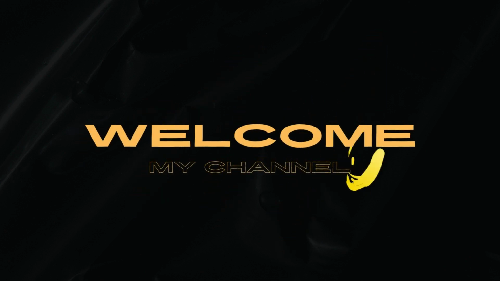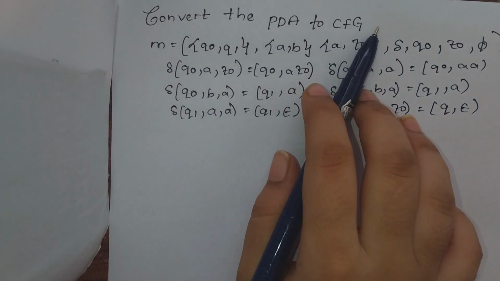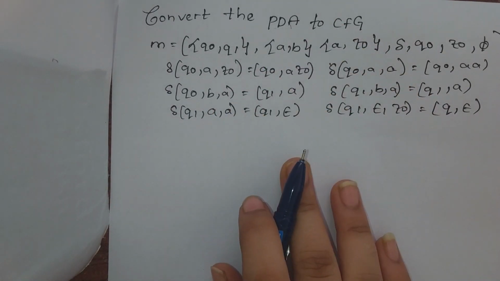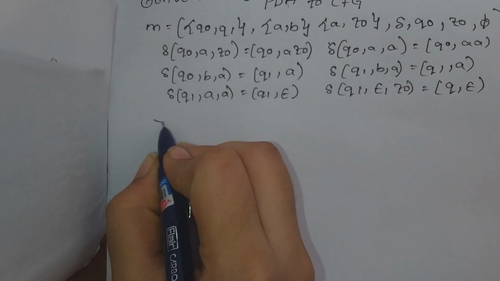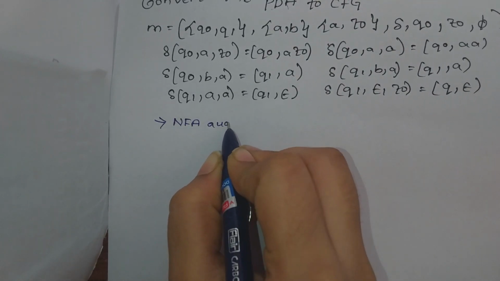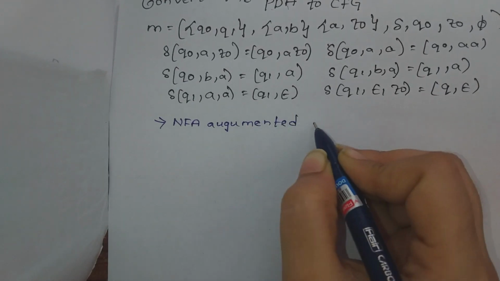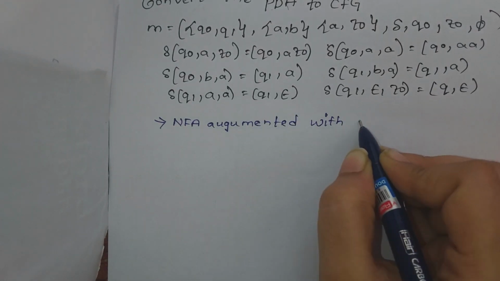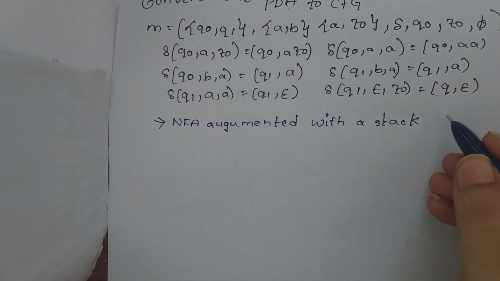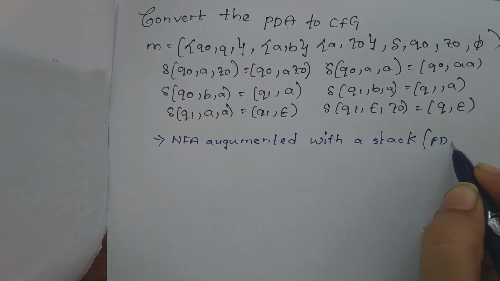So today we are going to see how to convert the PDA to CFG. What is meant by PDA? A PDA is an NFA augmented with a stack. That means that in an NFA, if we have the stack, then we are going to call it a PDA.